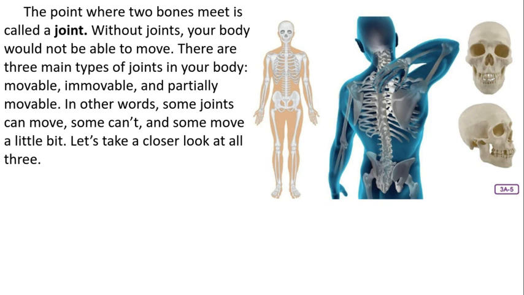Without joints, your body would not be able to move. There are three main types of joints in your body: movable, immovable, and partially movable. In other words, some joints can move, some can't, and some move a little bit. Let's take a closer look at all three.